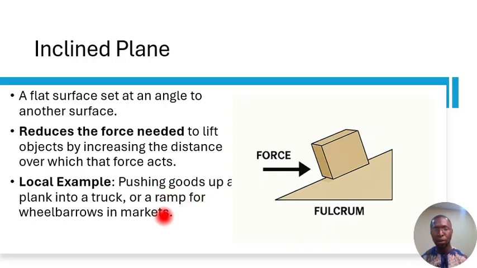And where you can see that example is the truck, the truck that usually offloads. You can see the way the inclined plane in the truck moves, and also the wheelbarrow we use in the market too. A wheelbarrow is a kind of inclined plane because it can also be inclined at an angle, and you could easily pull your goods out from it.